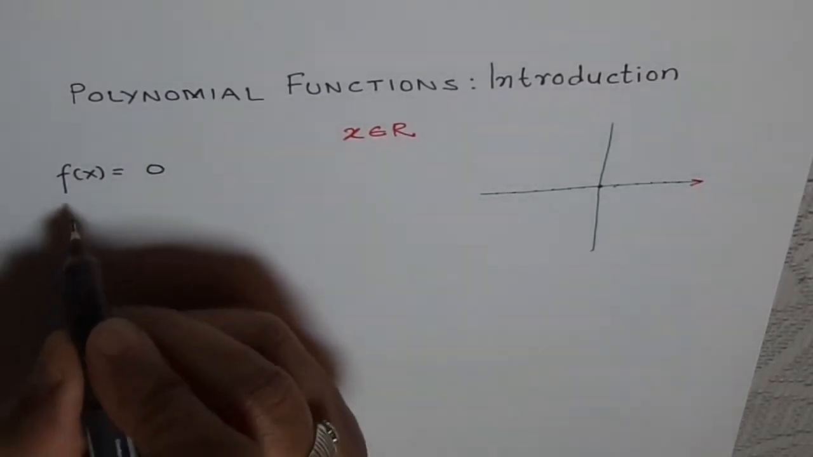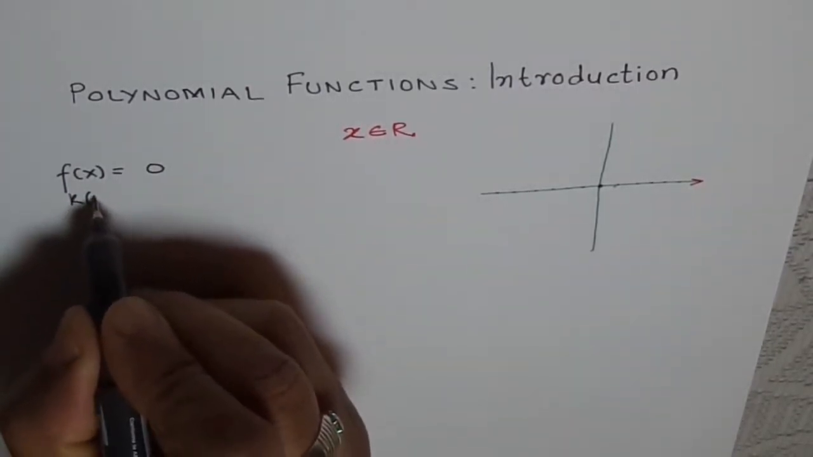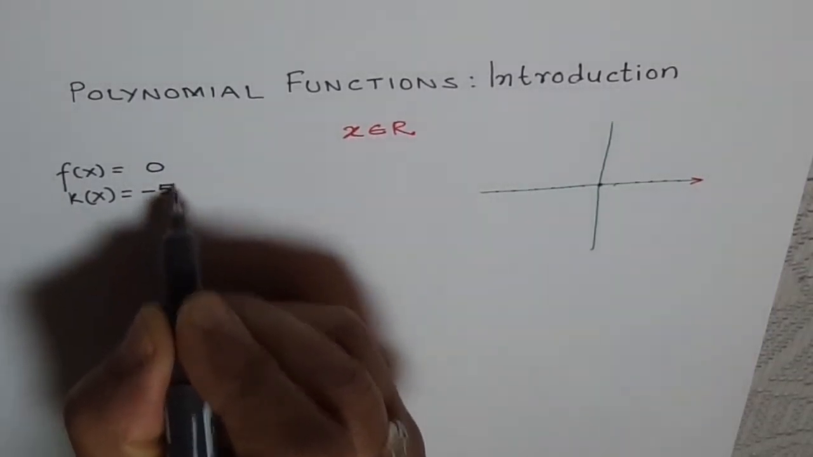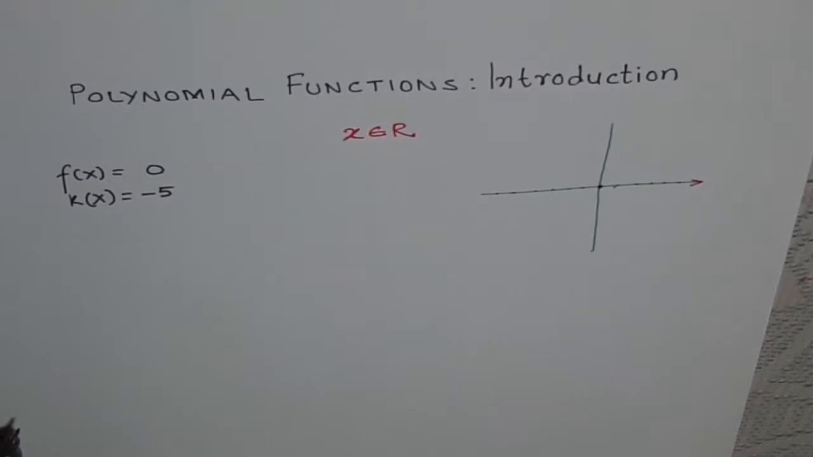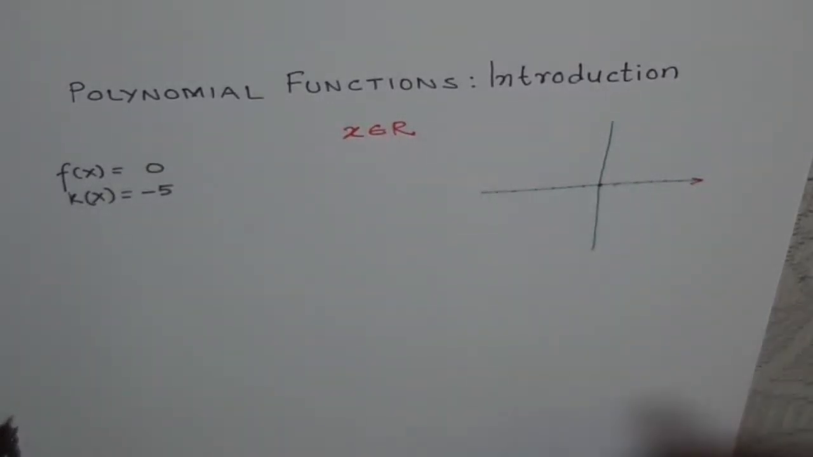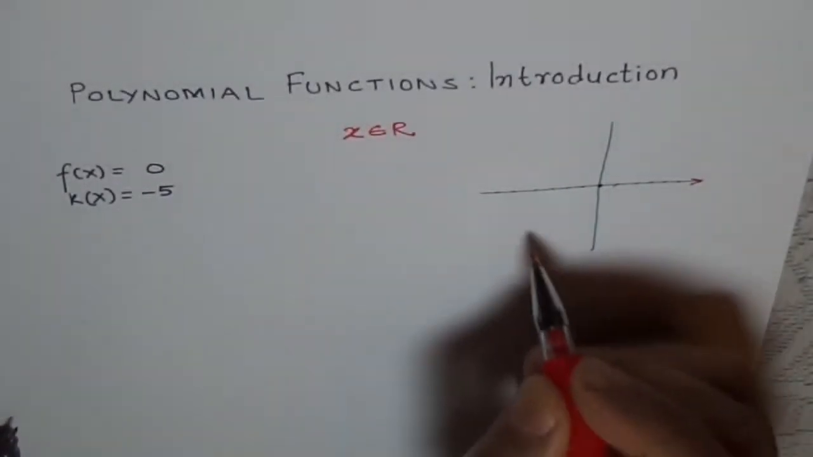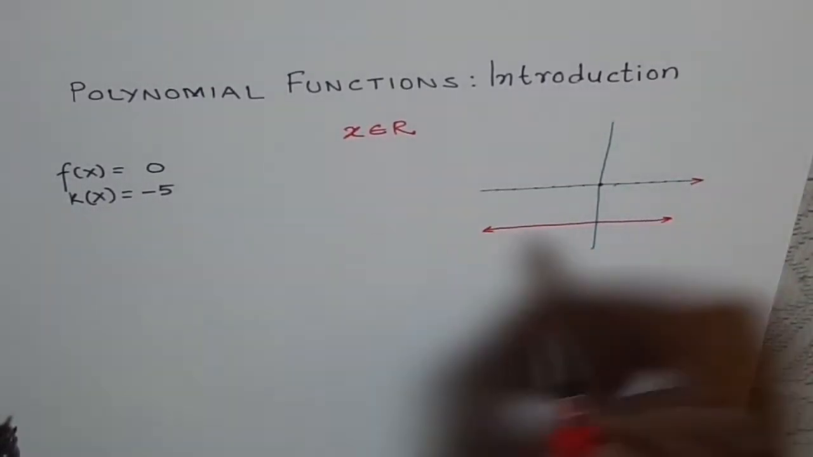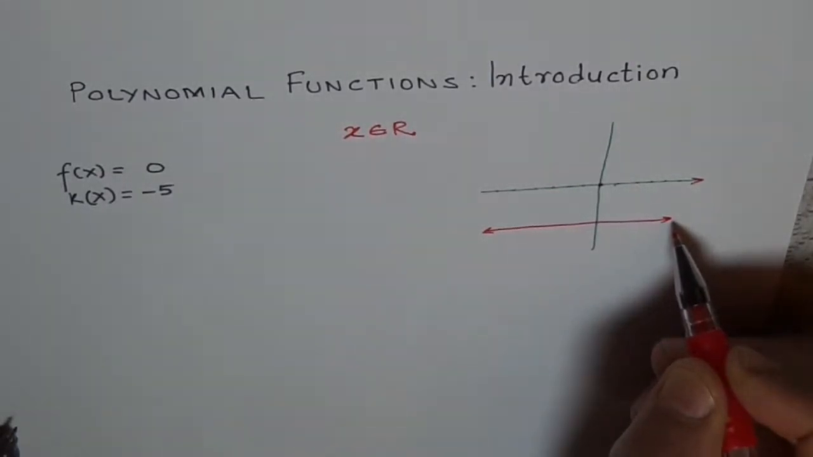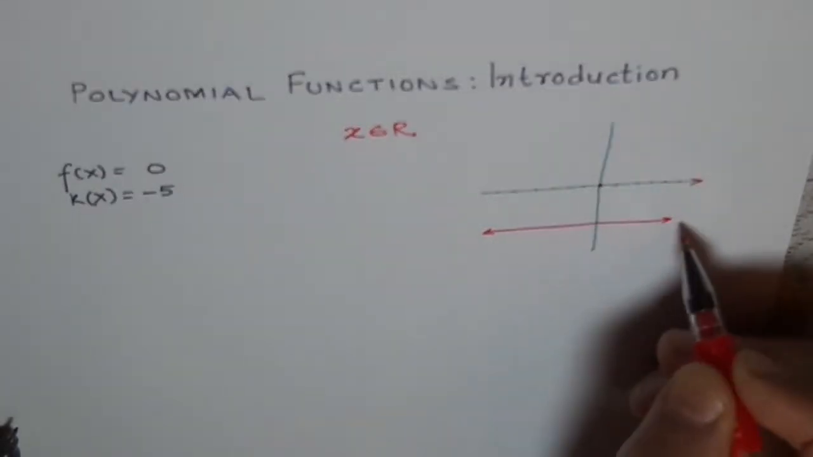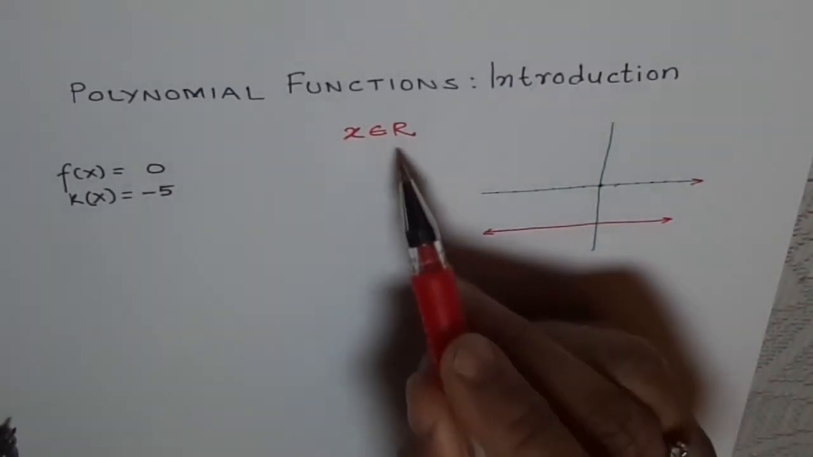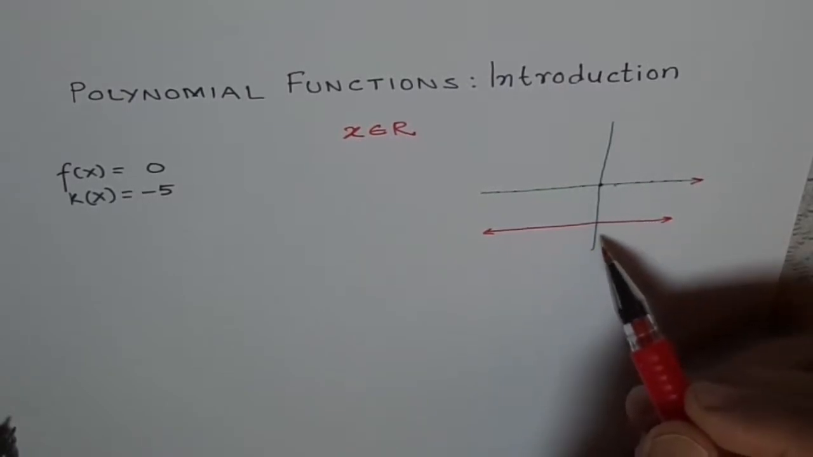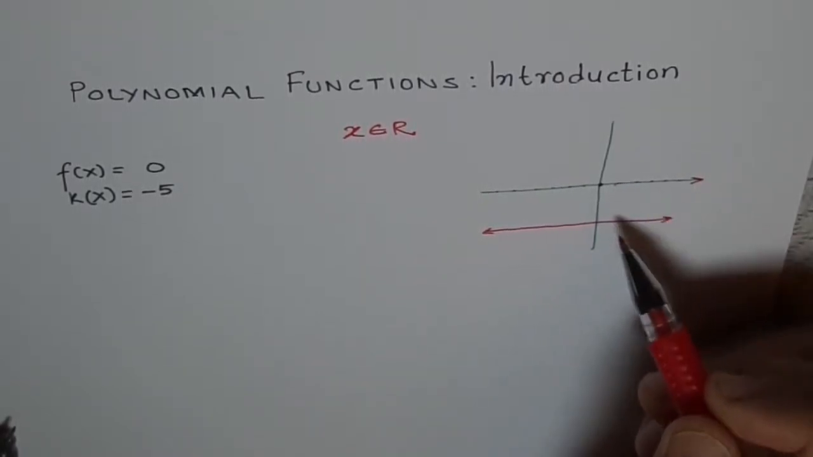Now let's talk about another function which we call a constant function. Let's name it k. k(x) equals minus 5. This means for each and every value of x, the output is minus 5. Let us say this horizontal line represents k(x) equals minus 5. It extends from negative infinity to positive infinity. The domain is all real numbers. It never intersects the x-axis. It is parallel to it, and therefore it does not have any x-intercept.